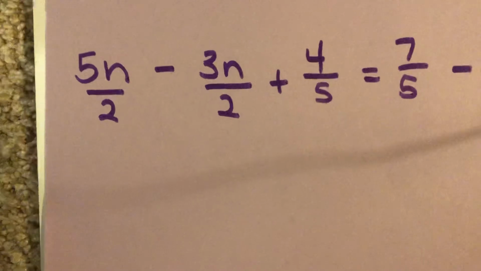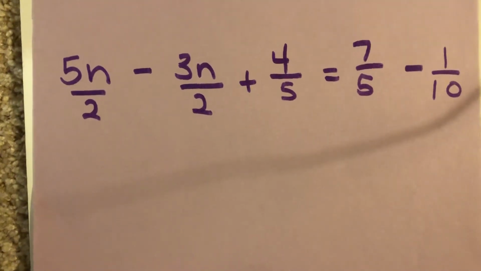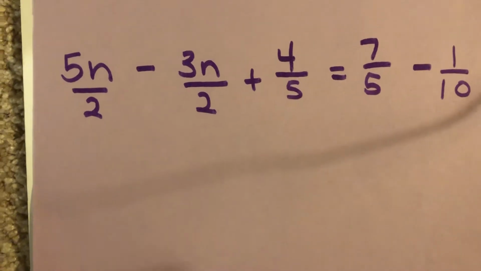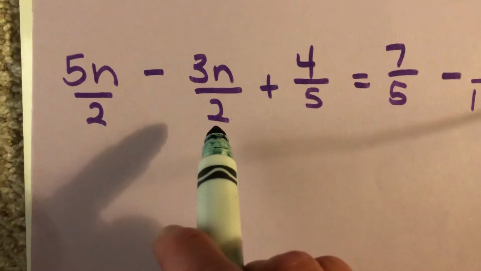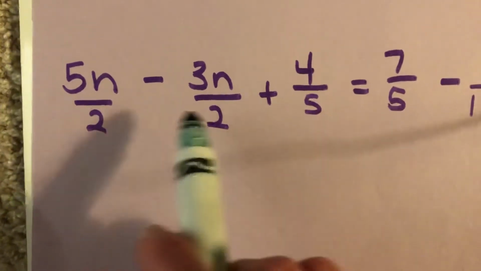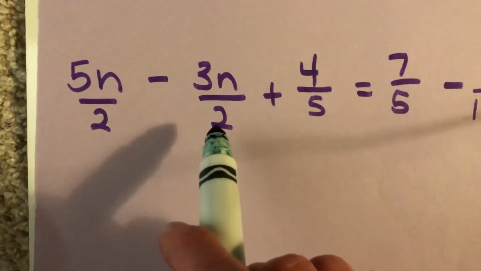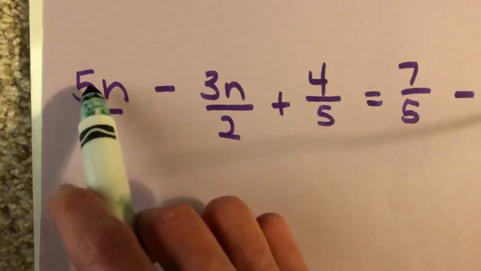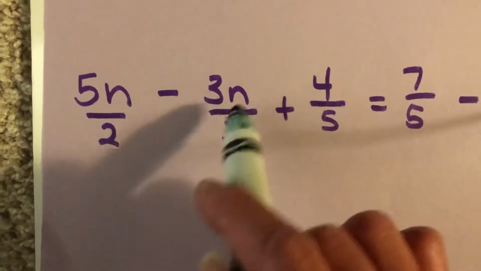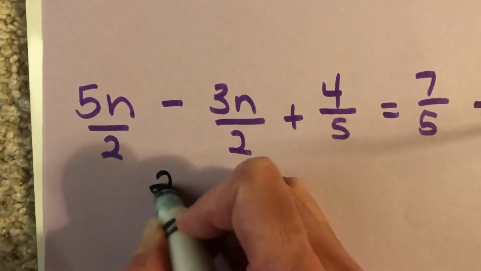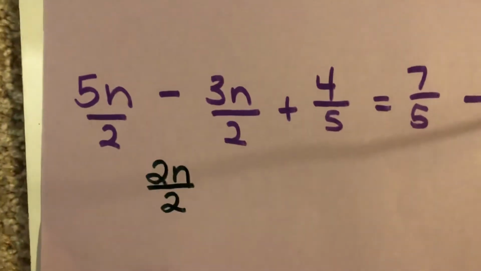In the next problem, there is more than one way to solve this. The first thing that I'm going to do is notice that I have the same denominator here. So as long as you have the same denominator, you can add or subtract fractions. So I'm going to do that right here. 5n minus 3n would be 2n all over the denominator of 2.